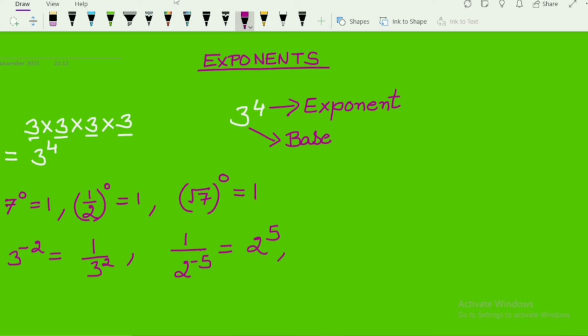Next example, say minus 3 whole to the power minus 4. So we will write 1 upon minus 3 as it is, and then to the power 4. One more example we can take, 1 upon minus 7 whole to the power minus 3. So it will be minus 7 whole to the power 3. Is it clear? Now let me scroll the page.